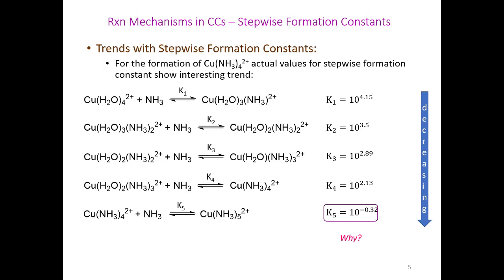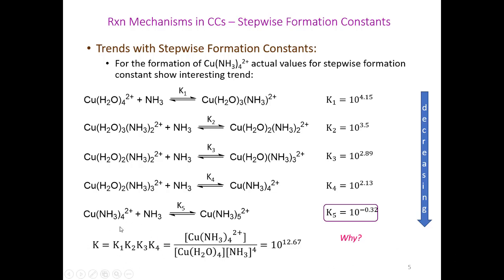Another thing is that the d9 electronic configuration actually puts 2 electrons in a dz squared antibonding orbital. And these copper complexes tend to favor square planar geometries. So that's why the coordination of the fifth ammonia ligand is not favored. Now if we look at the overall formation constant for the synthesis of tetraamine copper 2 from tetraaqua copper 2, we can see it's the product of all the stepwise formation constants and equals 10 to the power of 12.67. So this is a very favorable reaction.